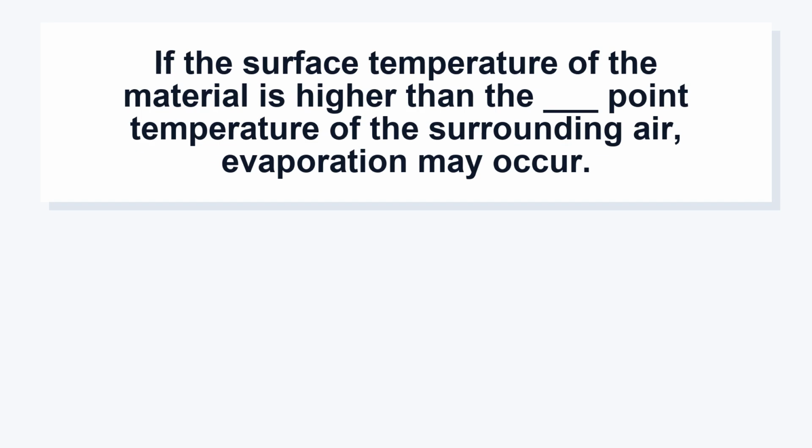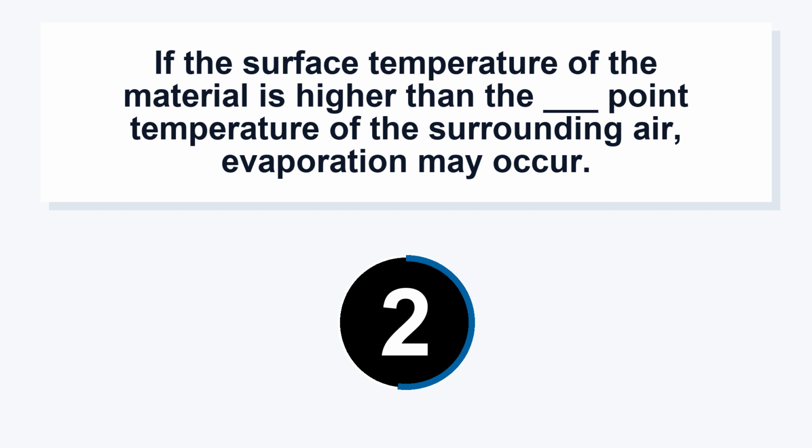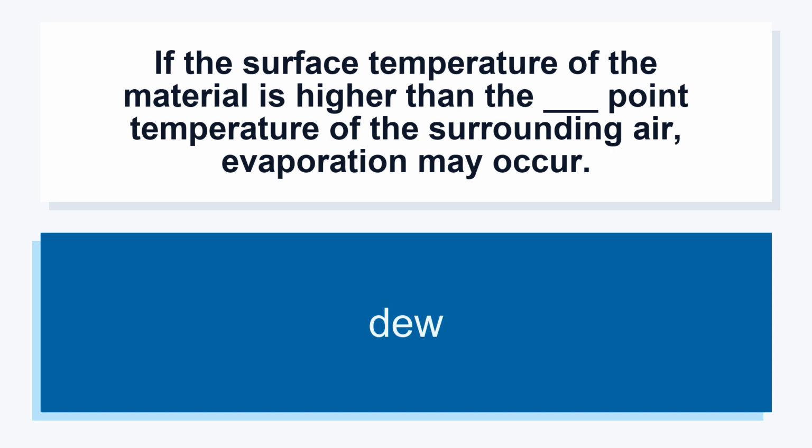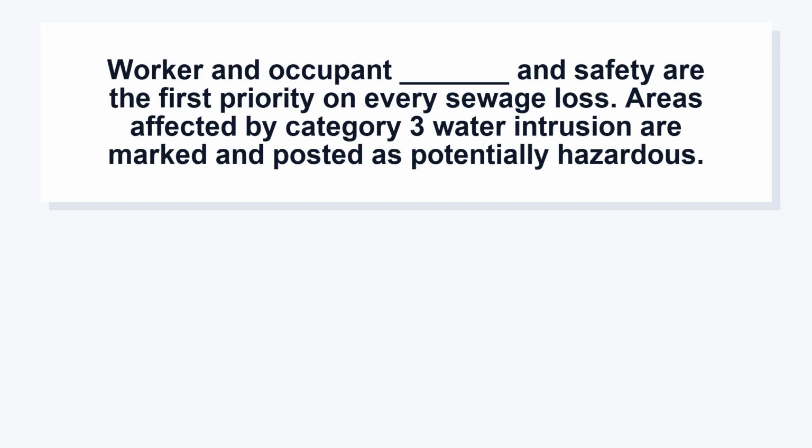If the surface temperature of the material is higher than the dew point temperature of the surrounding air, evaporation may occur. Worker and occupant health and safety are the first priority on every sewage loss. Areas affected by Category 3 water intrusion are marked and posted as potentially hazardous.